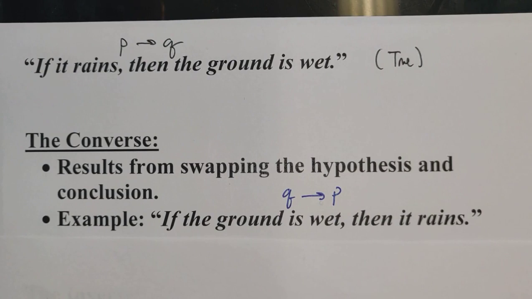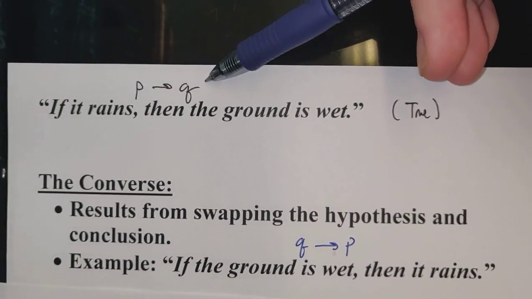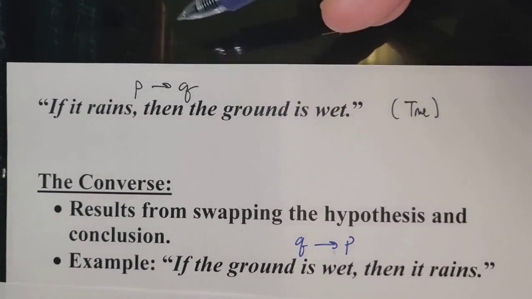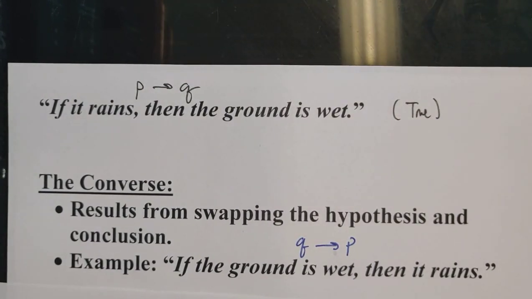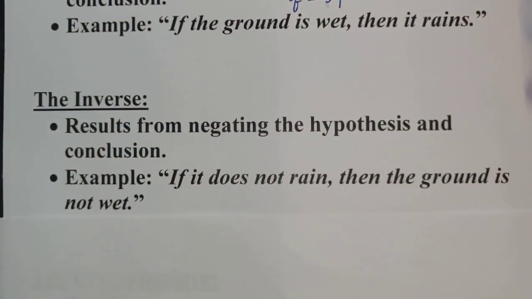And as you can see, we get something a little bit different. Okay? Of course, it doesn't have to be just a swapping of these. Going back to the beginning, instead of swapping the order, we can negate them. So we can say not P implies not Q. In this case, that would be something along the lines of if it doesn't rain, then the ground is not wet. That is what is known as the inverse.